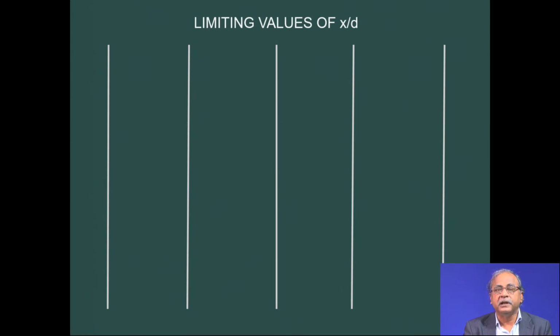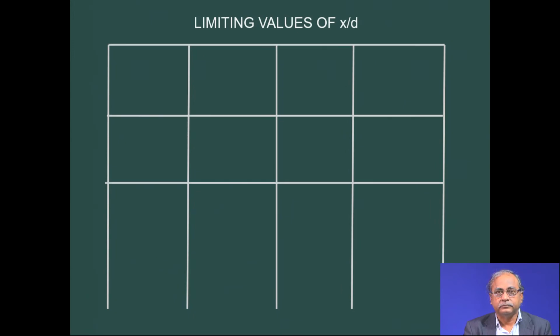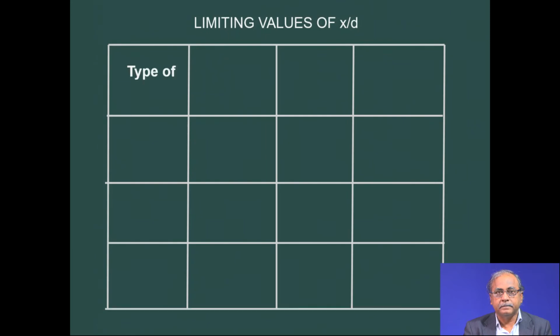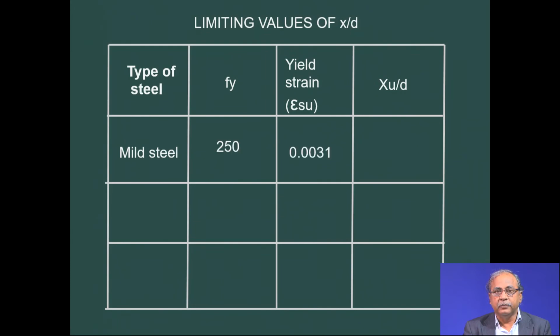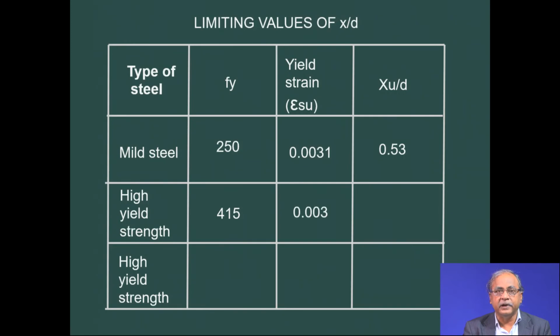So, let us find out the limiting values of xu by d. Type of steel, Fy, yield strain, xu by d. Mild steel 250: 0.0031, 0.53. Then high yield strength, and another high yield strength: one is 415, another one is 500. You get the values 0.48, 0.0038. For 500: 0.0042 and 0.46.